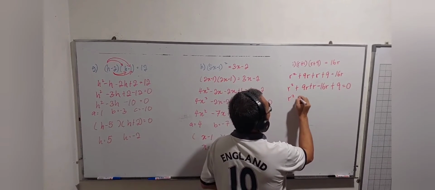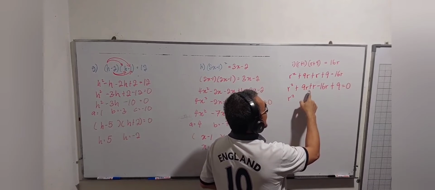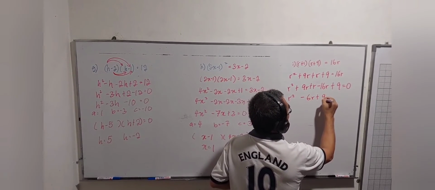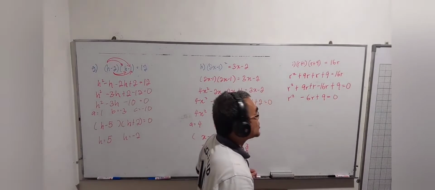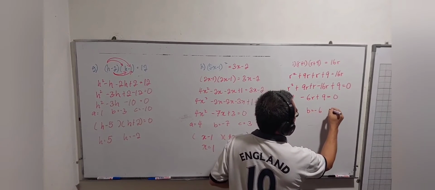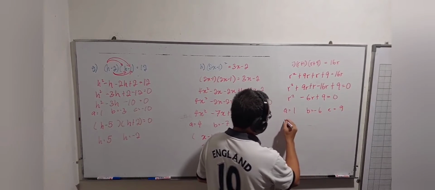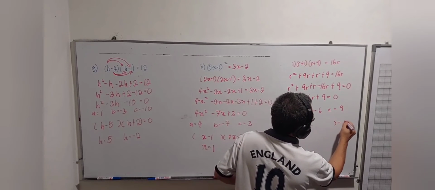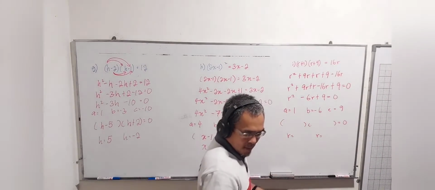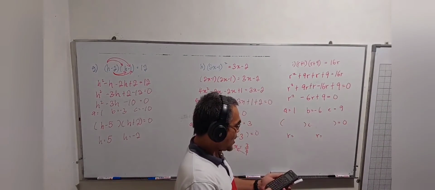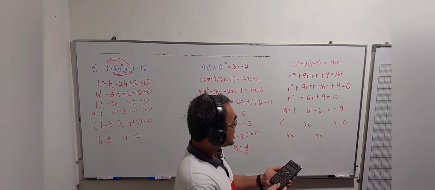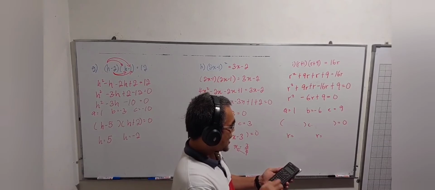So here will be r squared. 9 plus 1 will be 10. 10 minus 16 will be negative 6r, plus 9 equals 0. So the a here will be 1, b is negative 6, c is 9. Put two brackets here, equal to 0, and you get the first r and the second r. Find the values of r: a here is 1, b is negative 6, and c is 9.